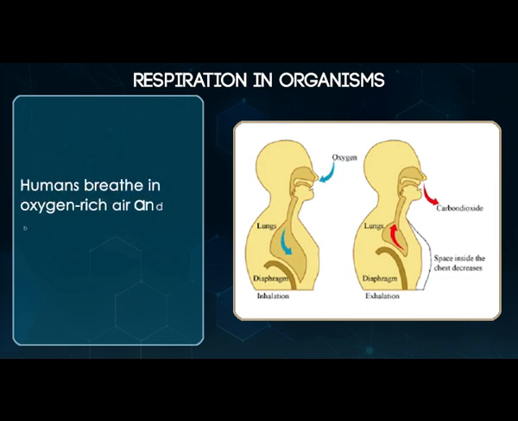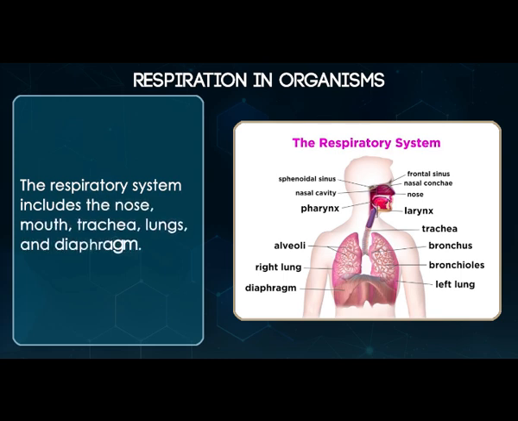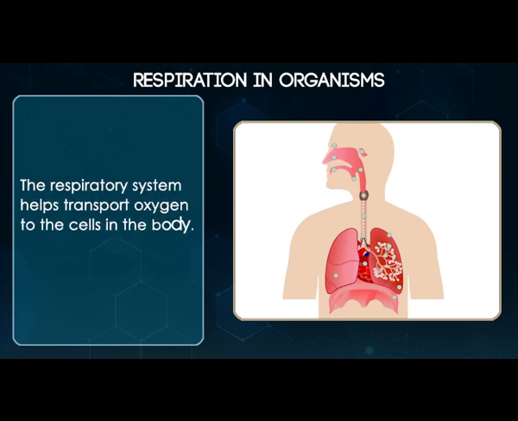Humans breathe in oxygen-rich air and breathe out carbon dioxide. The respiratory system includes the nose, mouth, trachea, lungs, and diaphragm. The respiratory system helps transport oxygen to cells in the body.